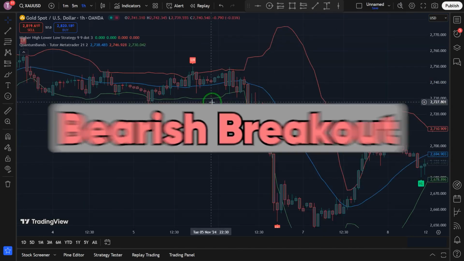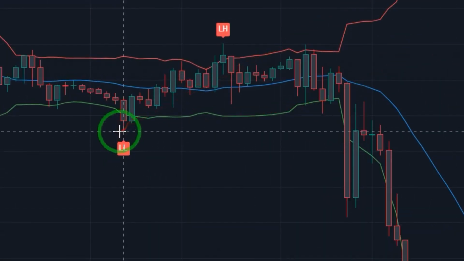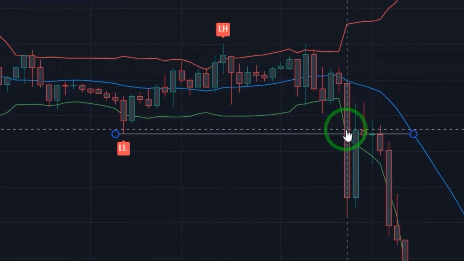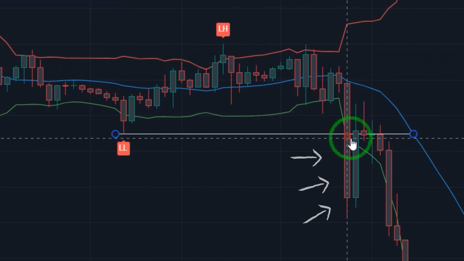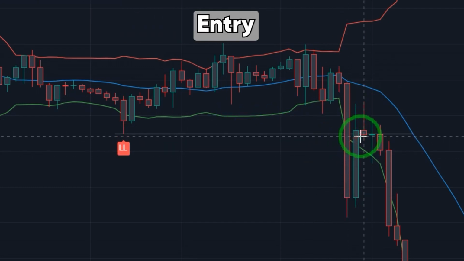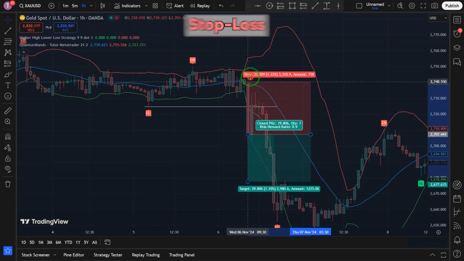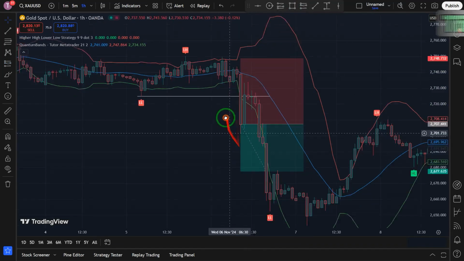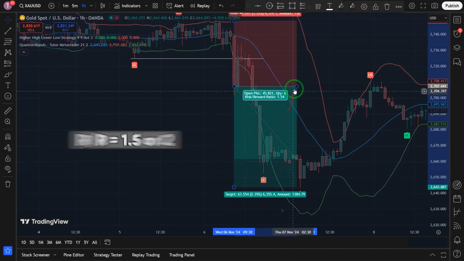Bearish breakout. 1. Identify a lower low and draw a horizontal line at that level. 2. Wait for a candle to close below that line. 3. The closing price must be below the lower band of quantum bands. This confirms strong bearish momentum. 4. Enter a sell trade at the breakout candle's close. 5. Stop loss, place it at the upper quantum band. 6. Take profit, use the same options as in bullish trades.